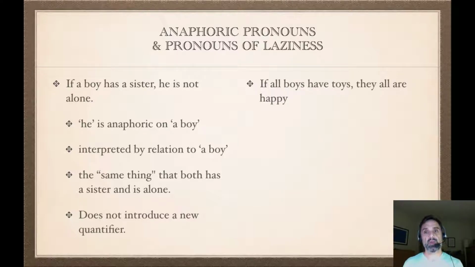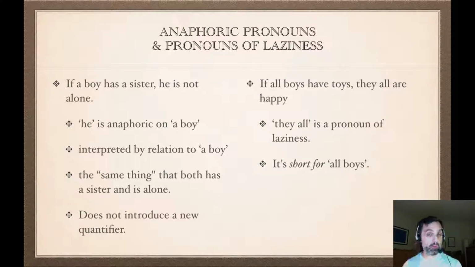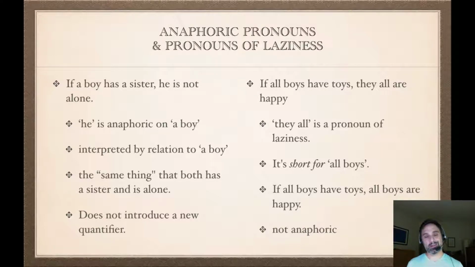Okay. Now consider, if all boys have toys, they all are happy. So "they all" is what we call a pronoun of laziness. It's short for "all boys." What the sentence is saying is, if all boys have toys, all boys are happy. So "they all" here is not anaphoric. It's not that there's some quantifier or determiner phrase that says all things or some things have a certain property, and then the pronoun helps to specify that property that they all have to have. It's doing this other thing.